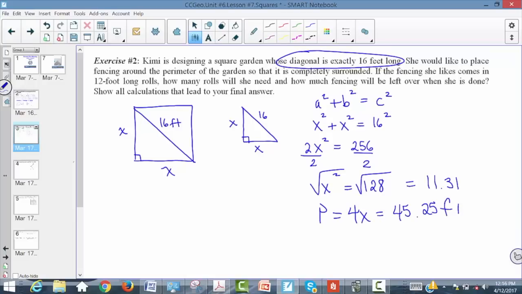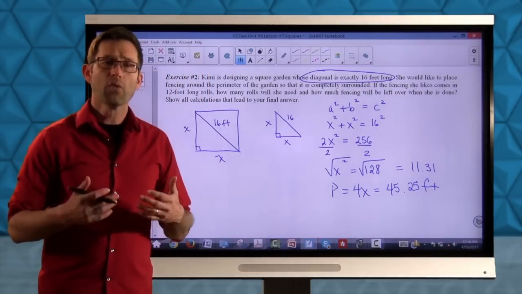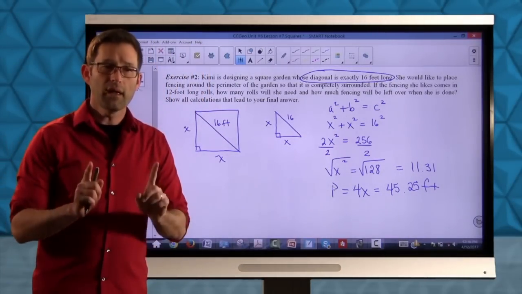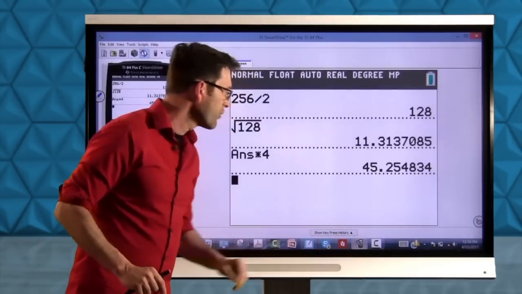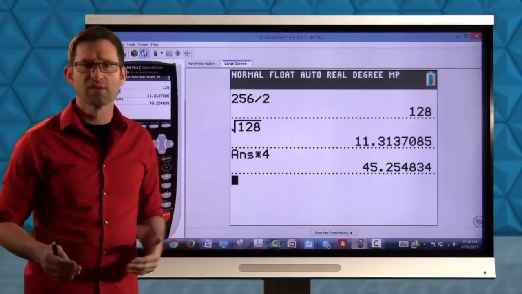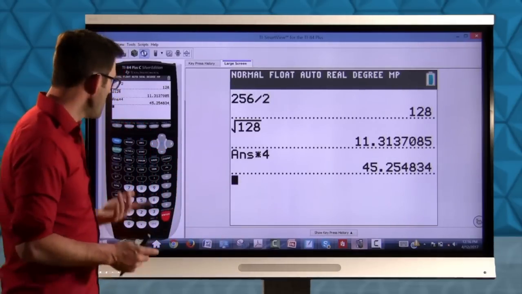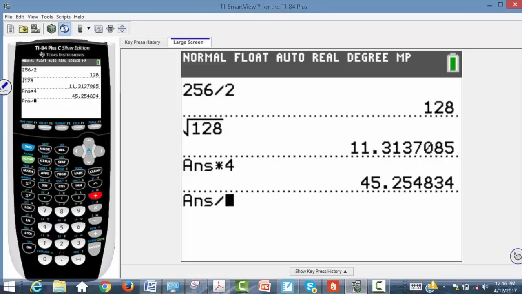Now remember, the question asked us, how many rolls of fencing would we need if the rolls came in 12-foot sections? Now, for many of you, the numbers are small enough here that you could actually kind of just work this out for yourself. But, of course, if I needed to, I could just take that answer and divide by 12.